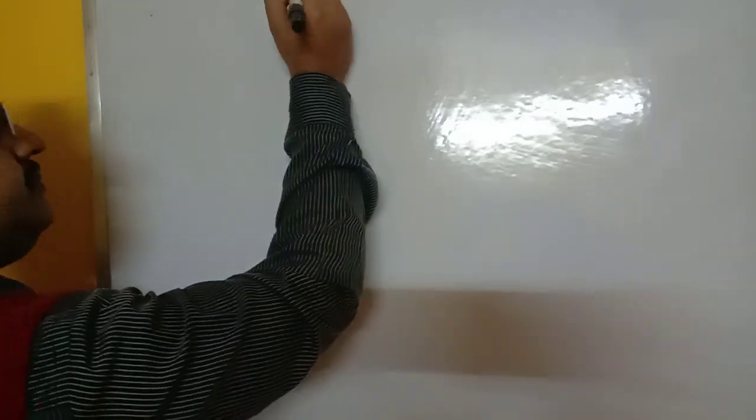Good evening, everyone. This is Prashun sir, and I am here to inform about the topic called allotropy and allotropes. This is a very important topic in the chapter carbon and its compounds, and it becomes very important also to explain.